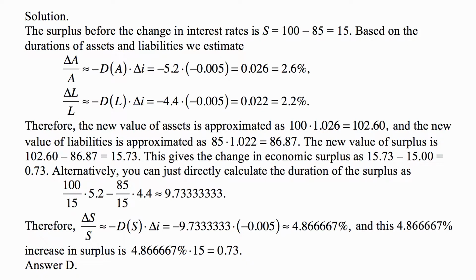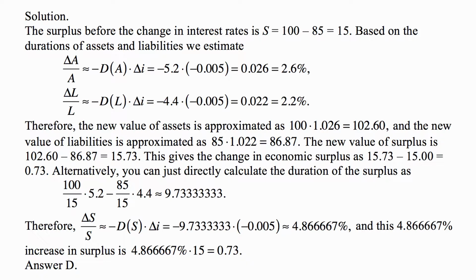So the new value of assets is approximated as 100 times 1.026, a 2.6% increase in the value of the assets, and that's 102.60. And the new value of liabilities is approximated as 85 times 1.022, so 86.87. And the new value of surplus is the difference of the two, which turns out to be 15.73. So this gives the change in economic surplus as 15.73 minus 15, or 0.73.